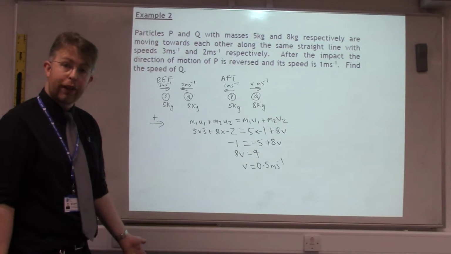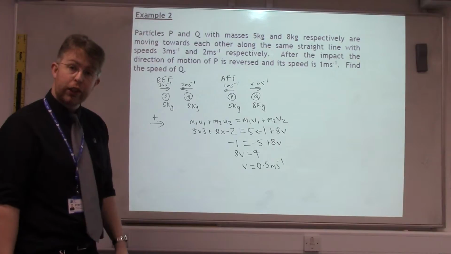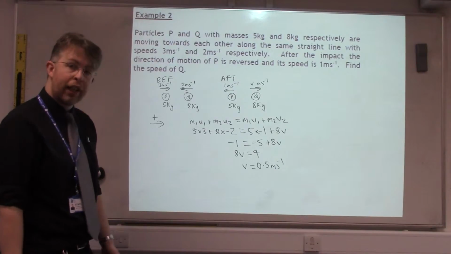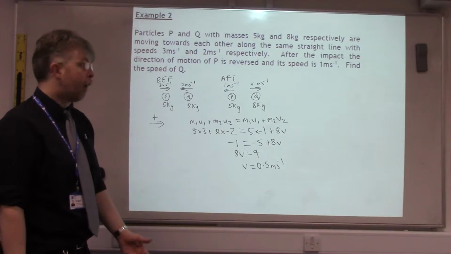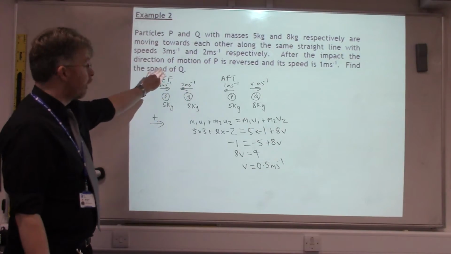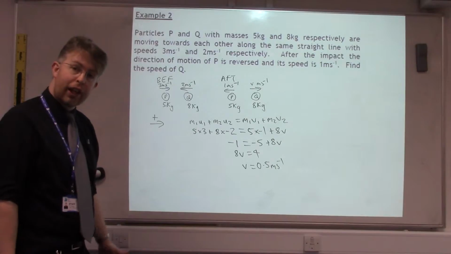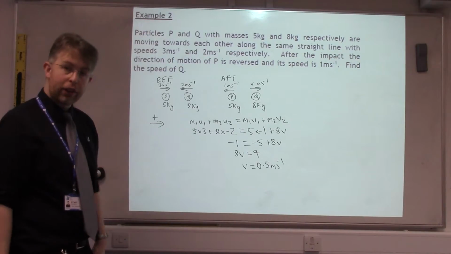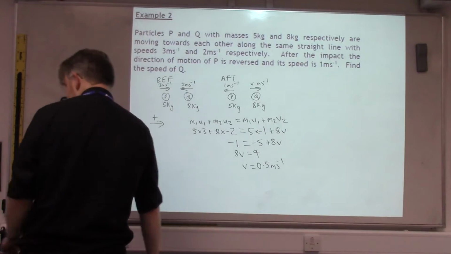And if we've got a positive answer, it means that the direction Q is going in is right. If we'd got a negative answer, it would have really been going to the left. And since we've been asked for the speed, we would need the next line saying speed is the positive value of it.